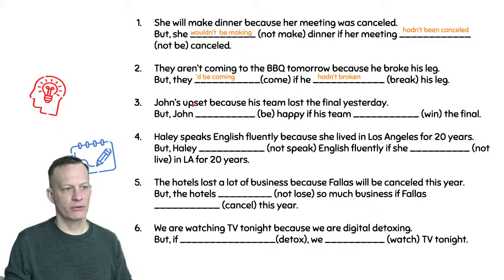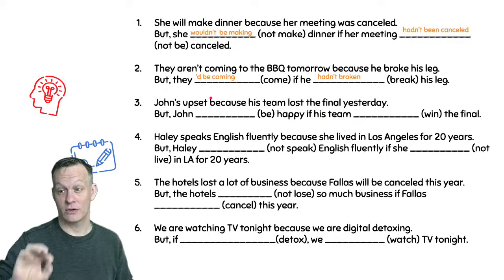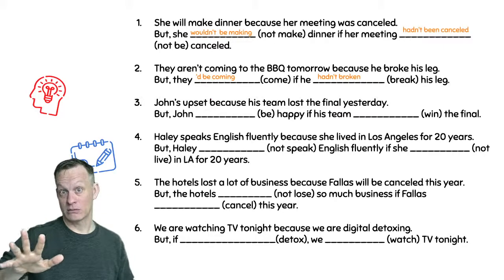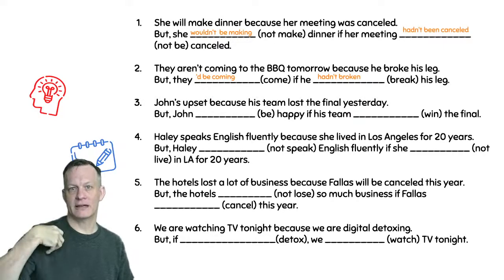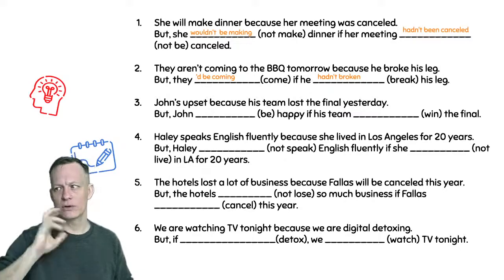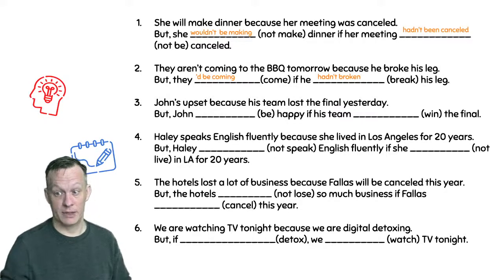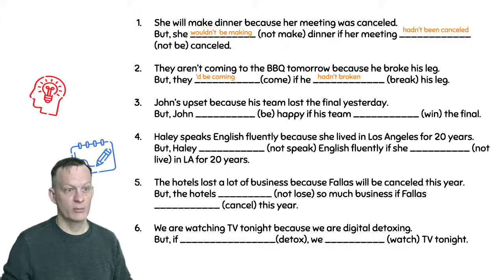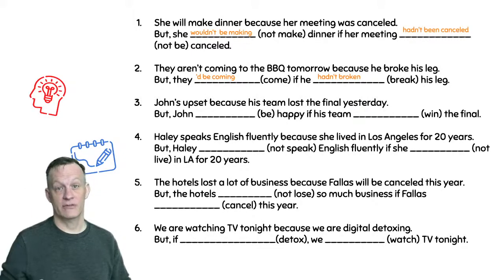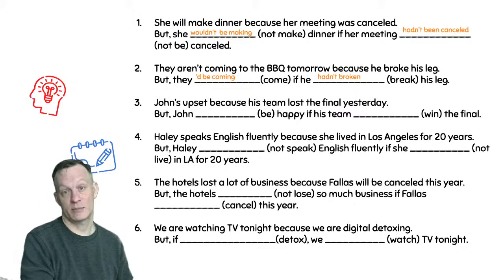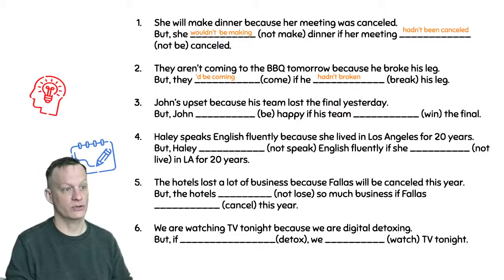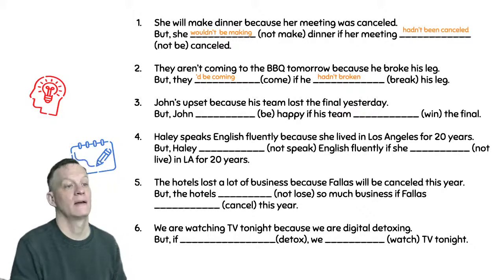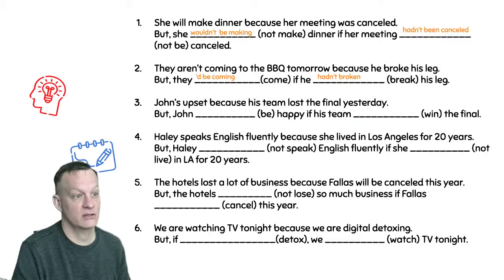All right, let's look at number 3. John is upset. And again, if anybody has questions, everybody is getting these wrong. Yeah, if you're not sure about my answer or you really have a doubt, fire away. Yeah, let me know. Okay, so John's upset, present, because his team lost the final yesterday. Past. So we're connecting the present and the past now, not the future. The present, he's upset because his team lost yesterday.